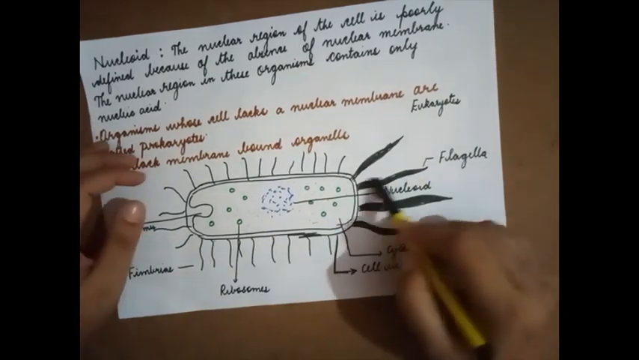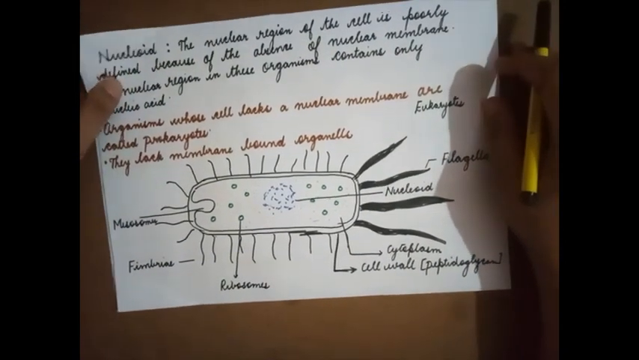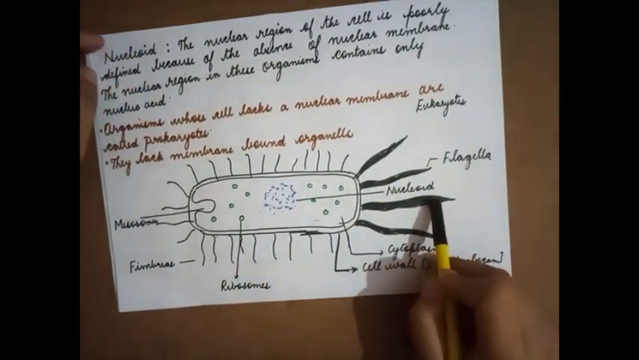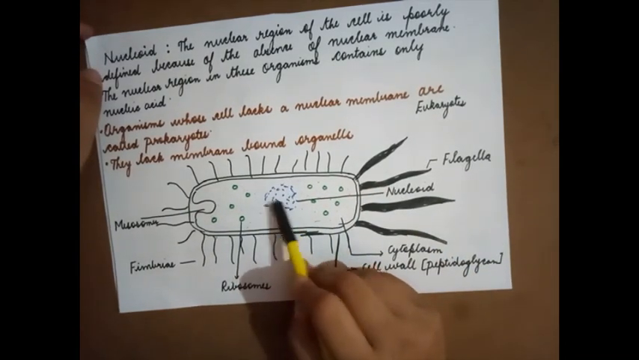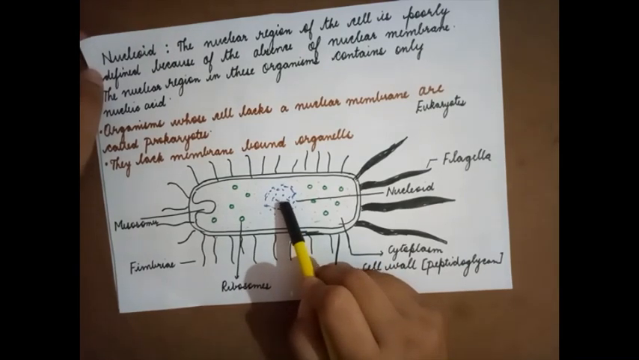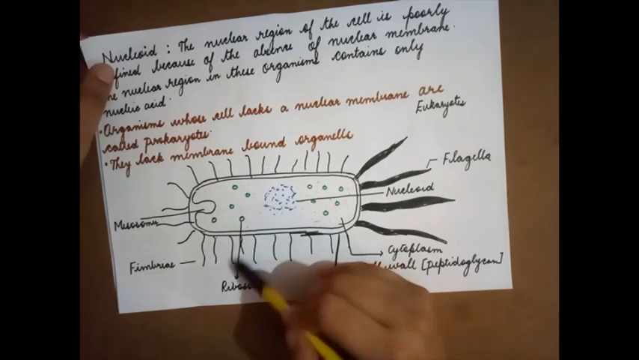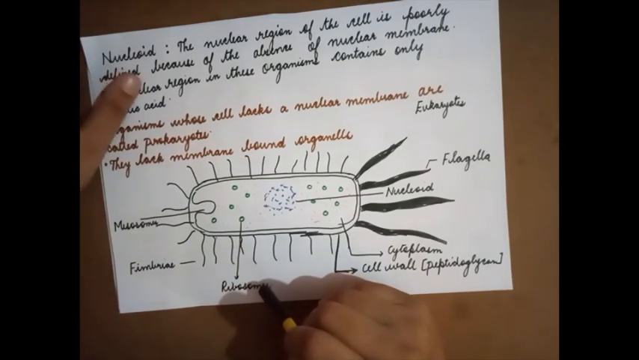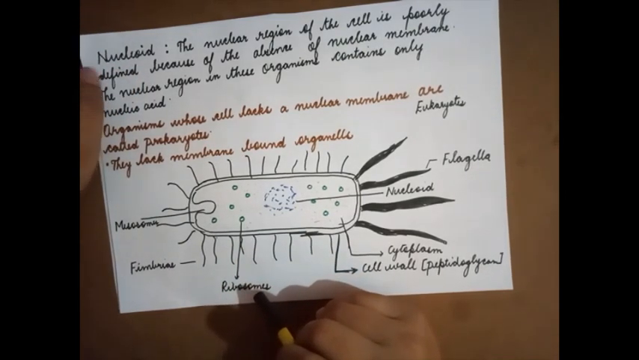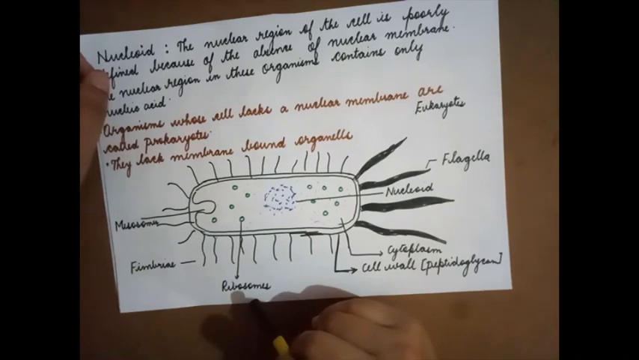Whereas flagella are hair-like structures that help in movement. Bacteria have a nucleoid. The nucleoid is a dense region that has the genetic material, but it does not have a nuclear membrane. It also has ribosomes. The genetic material and ribosomes, these two are needed for protein synthesis. If these two structures are there, it means the cell can synthesize its own protein.